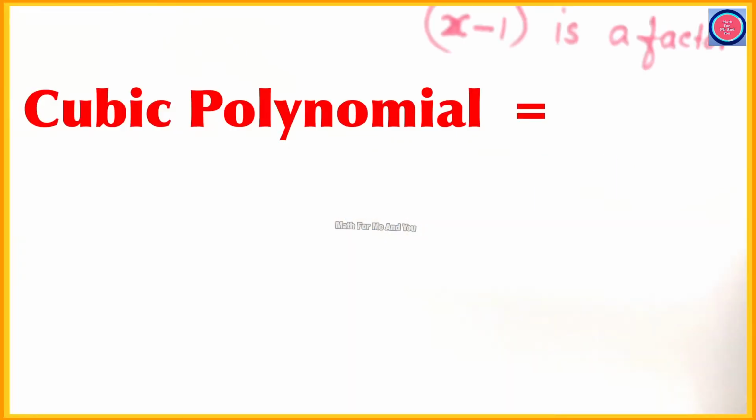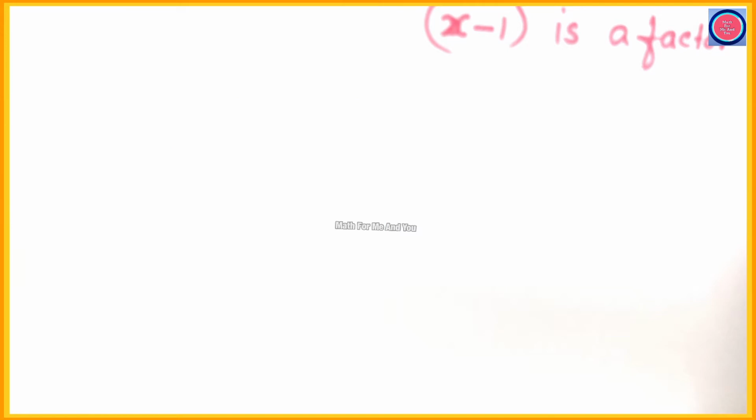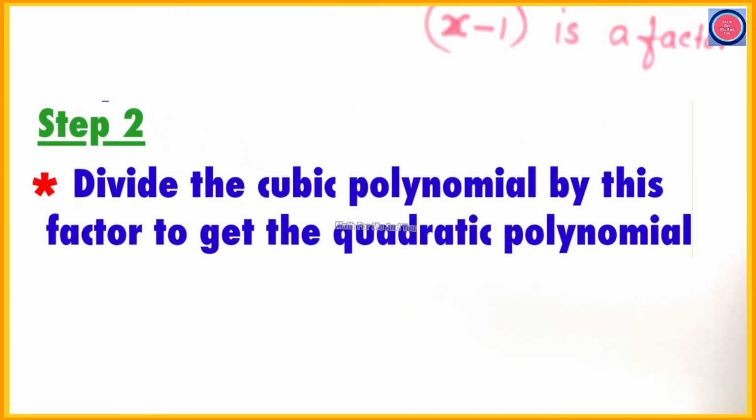In the beginning of this video, it's mentioned that factors of a cubic polynomial are equal to the product of a linear factor and a quadratic factor. So now the linear factor is ready. Next we have to find the quadratic factor. For that we are moving on to step number 2. Divide the cubic polynomial by this factor to get the quadratic polynomial. So we are going to divide the polynomial with x minus 1.